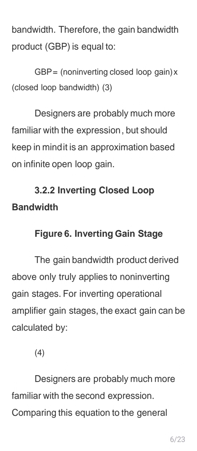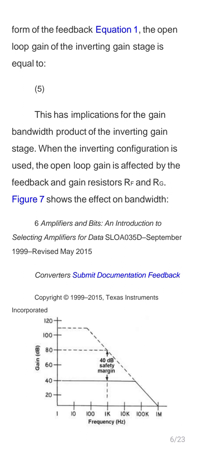Then the second point is the inverting closed loop gain. The inverting closed loop gain is a product of the non-inverting gain stage. For these operational amplifiers, the exact gain can be calculated here. It is minus RF upon R1. This is the open loop gain of the inverting gain stage and the amplification of the gain bandwidth product. When the inverting configuration is used in operational amplifiers, the gain is affected by the gain resistance and RF, the feedback resistor.